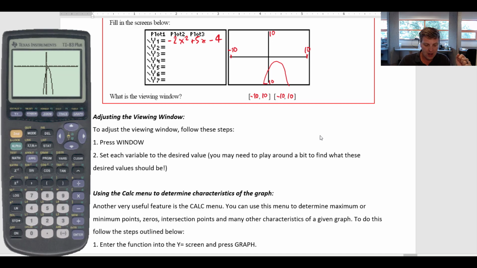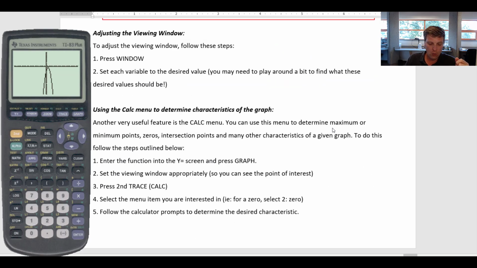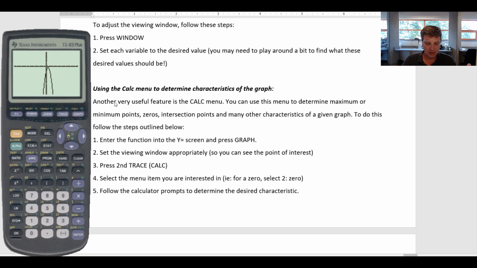Okay, so now there are ways to analyze these graphs to get information from your graphing calculator. You might want to find the vertex or the X or Y intercepts or whatever. We can do that with the following things. That all happens here in the Calc menu. Calc is just in yellow at the top there. It's above the trace button, so to get to the Calc menu, I need to go second function and then trace, which will bring up the Calc menu.